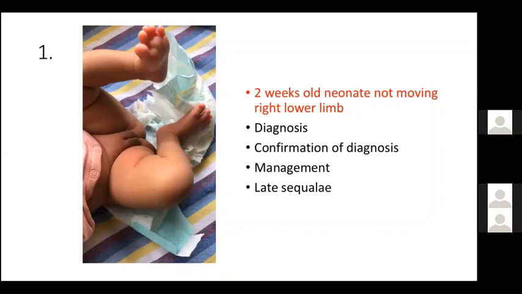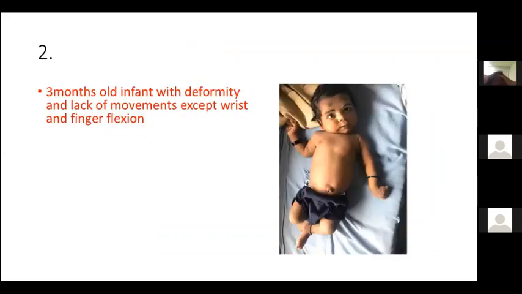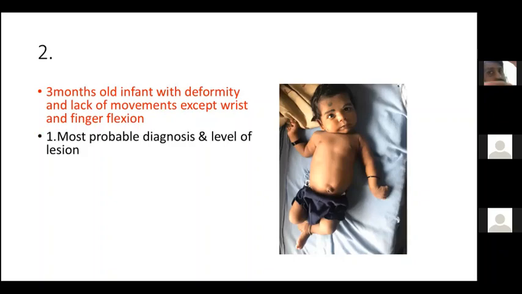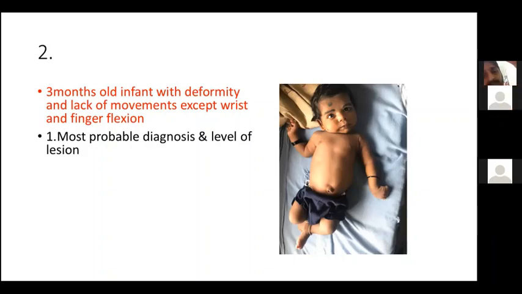Next person is going to answer. An infant with deformity and lack of movement except for wrist and finger flexion. What is your diagnosis? Brachial plexus birth palsy. Okay, good. From the history, what do you think is the level of lesion? Given the posture that the child is having, what should be the level of lesion? Upper trunk.